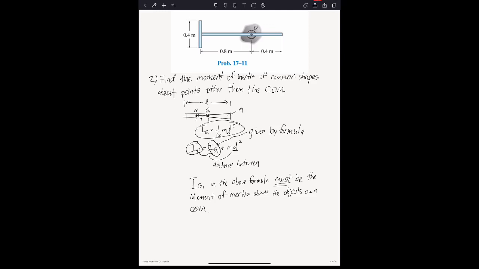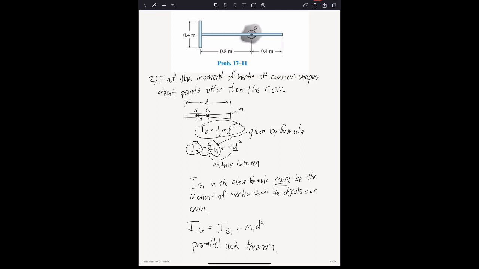this formula, or a different formula for a different type of shape. So this means we can find, using this formula, the moment of inertia of a shape about some other point. You probably know this formula. Ig equals Ig1 plus m1d squared. This is called the parallel axis theorem.